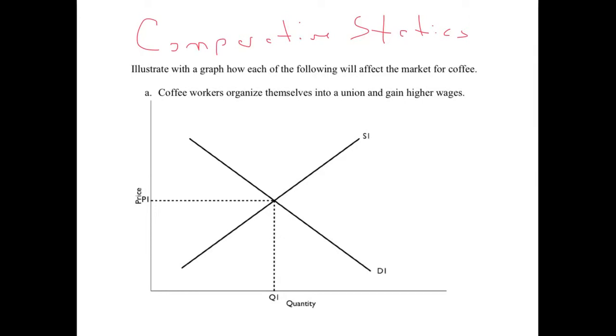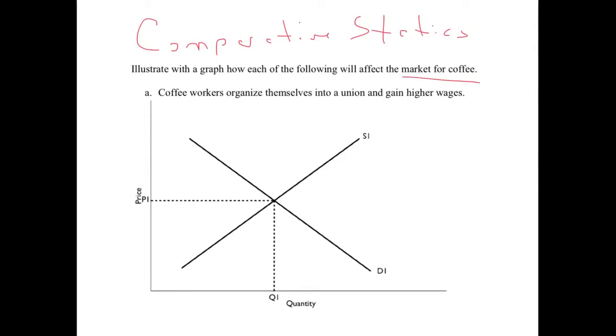In this set of problems, we're focusing on the market for coffee. This is not the market for Folgers coffee or any other particular brand of coffee. It's the market for coffee. And so we're going to see 5 different scenarios, and we're going to analyze how each of these situations would impact the market for coffee.